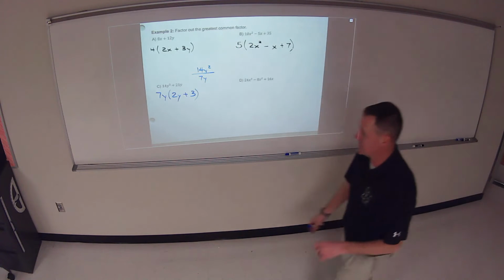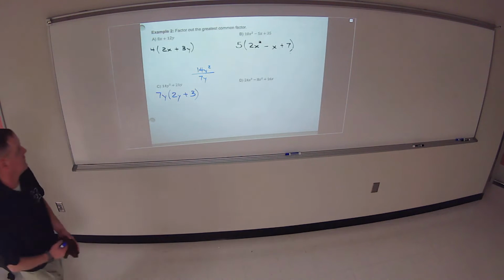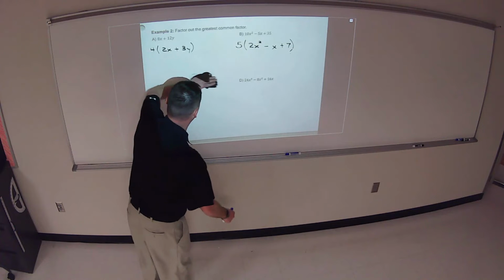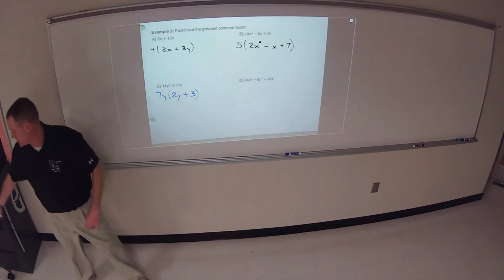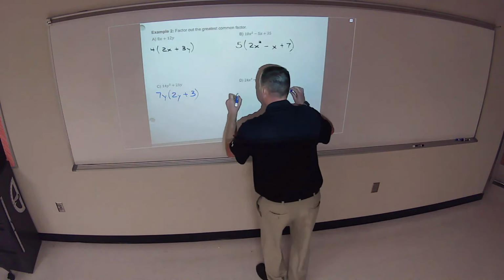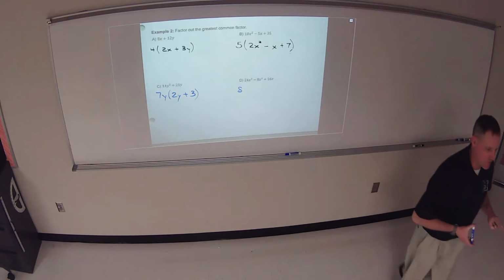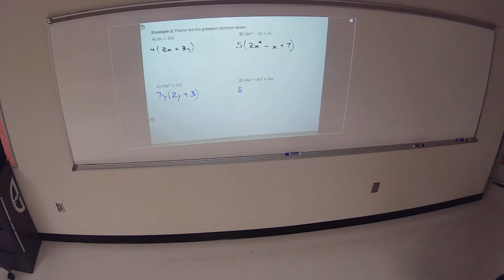Alright, letter D. Let's again start with numbers first, variables second. 24, 8, and 16 are all divisible by 8. Okay, how many x's are in the first term? 3. How many are in the second? 2. How many are in the third? So they all have at least how many? They all have 1 in common.